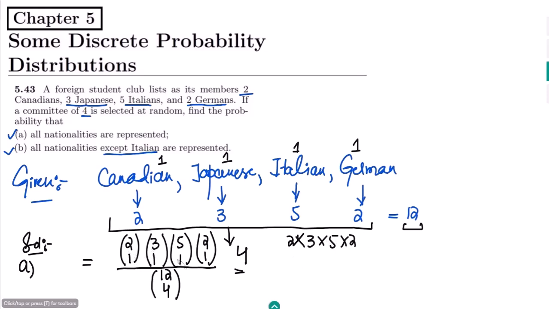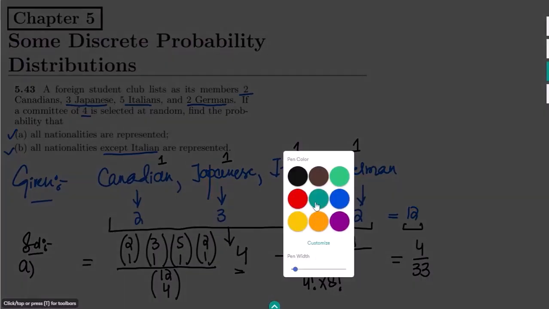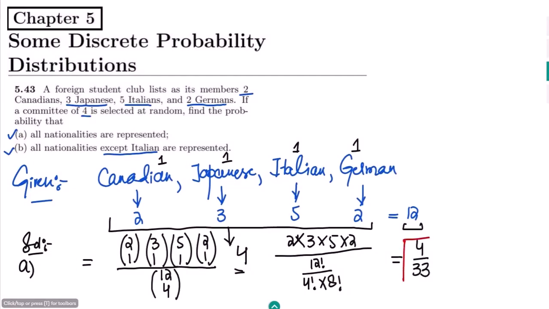Okay, and so on. You can solve them and you will see that these will be this one. And similarly here, it will be 12 factorial divided by 4 factorial multiplied by 12 minus 4, 8 factorial. Solving them, the answer will be 4 divided by 33. So that is basically the solution of part A of my question.